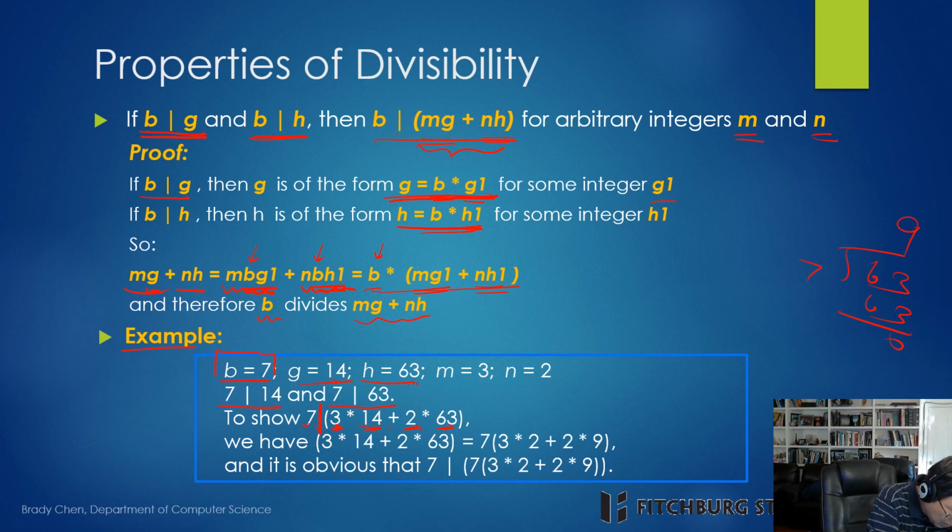We can write this as 7 times something. We can actually take the 7 out as a factor. So 7 divides this number, right?